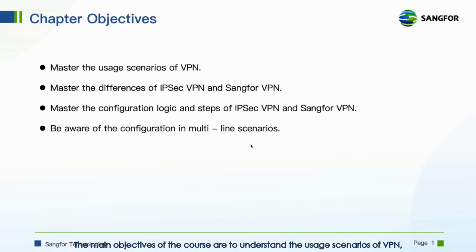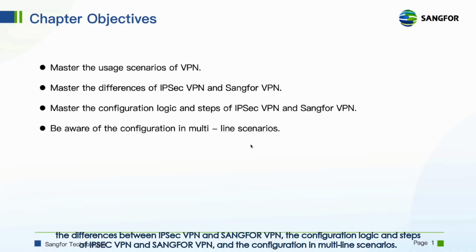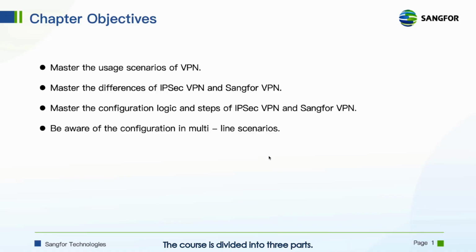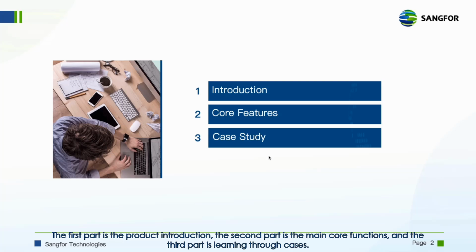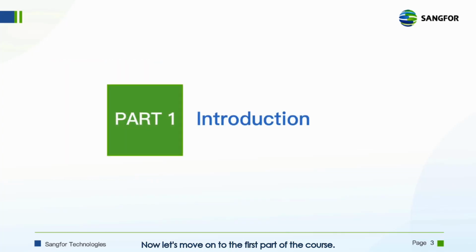The main objectives of the course are to understand the usage scenarios of VPN, the differences between IPSec VPN and Sangfor VPN, the configuration logic and steps of IPSec VPN and Sangfor VPN, and the configuration in multi-line scenarios. The course is divided into 3 parts. The first part is the product introduction, the second part is the main core functions, and the third part is learning through cases. Now let's move on to the first part of the course.